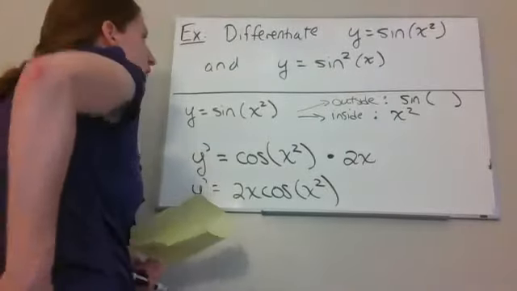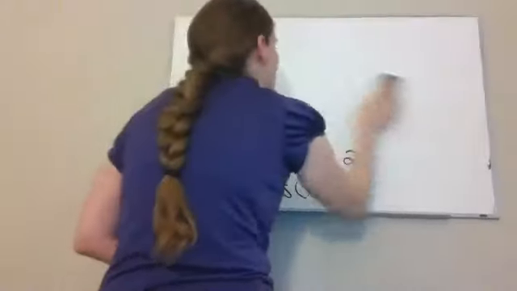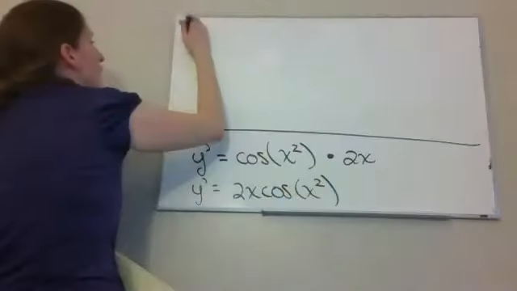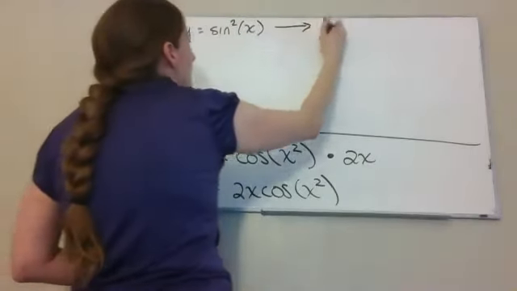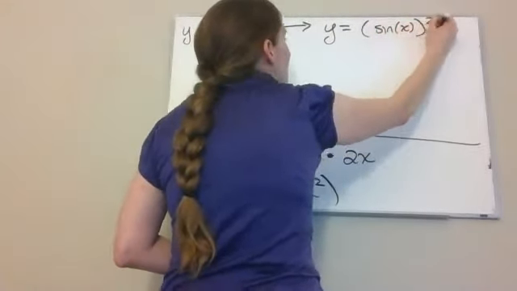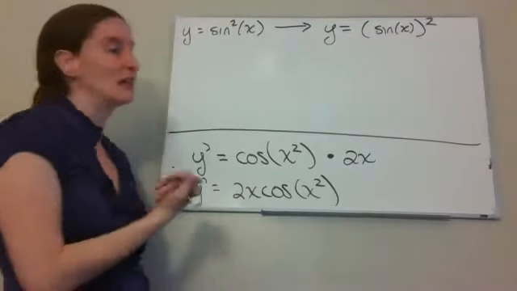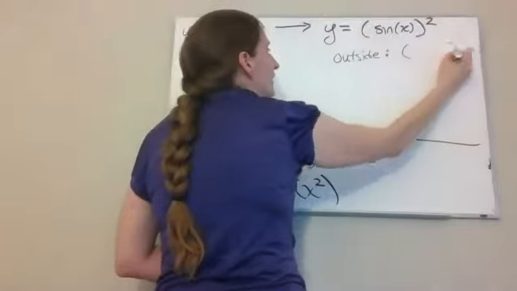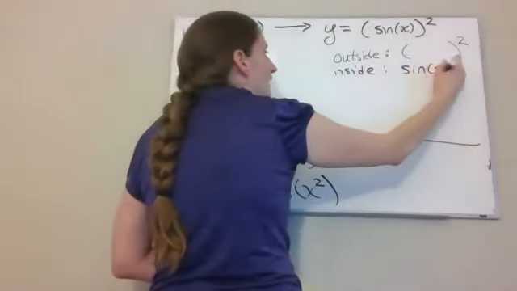Let's do the other one, y equals sine squared of x. For y equals sine squared of x, I'm just going to emphasize this is the same thing as y equals sine of x, squared. And I'm rewriting it that way just to really emphasize which thing is the outside and which is the inside. For this function, the outside is going to be something squared, and the inside is sine of x.